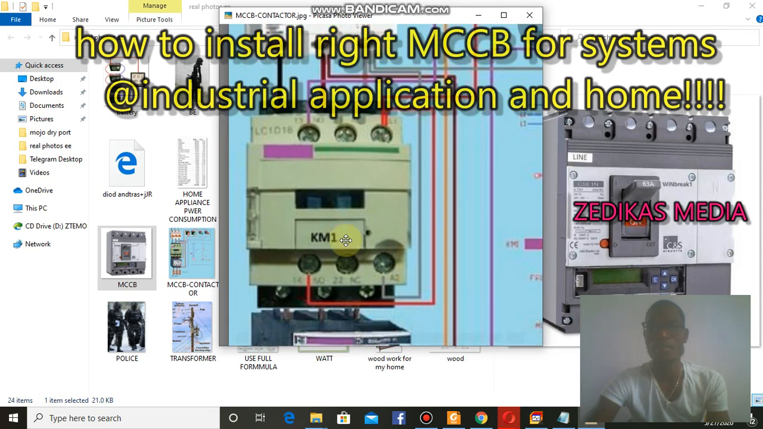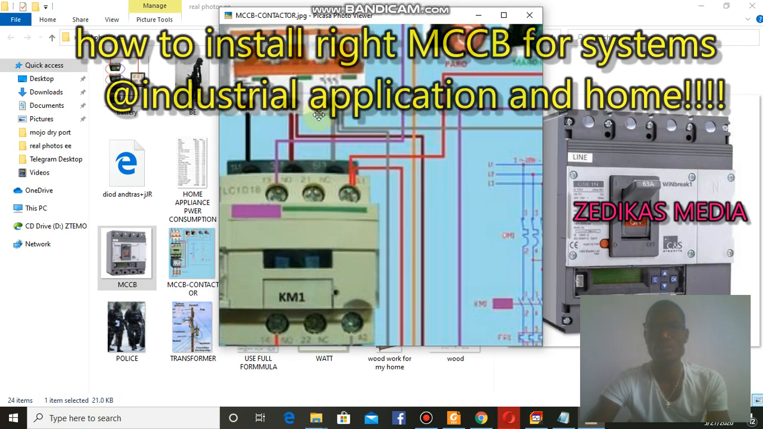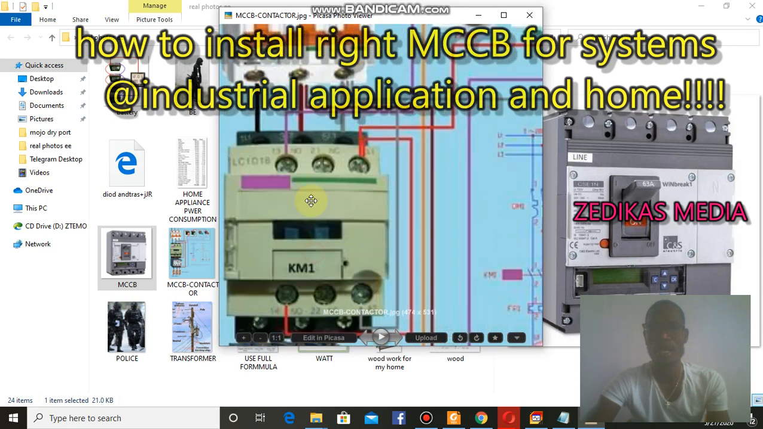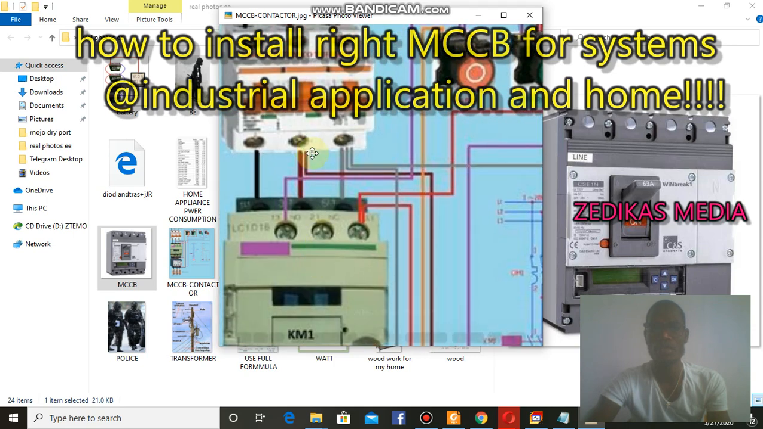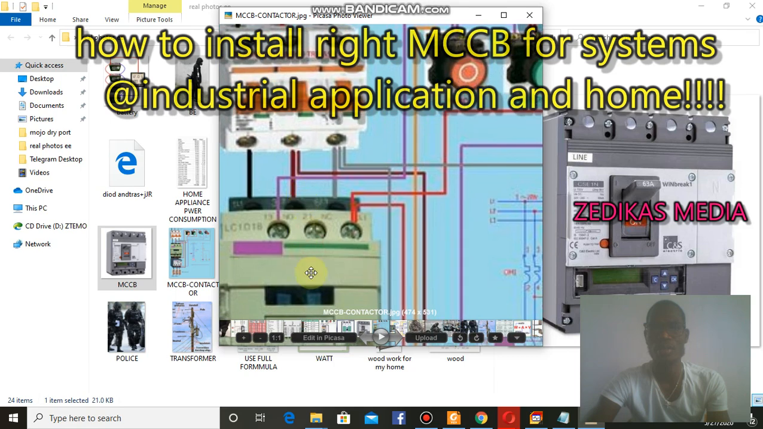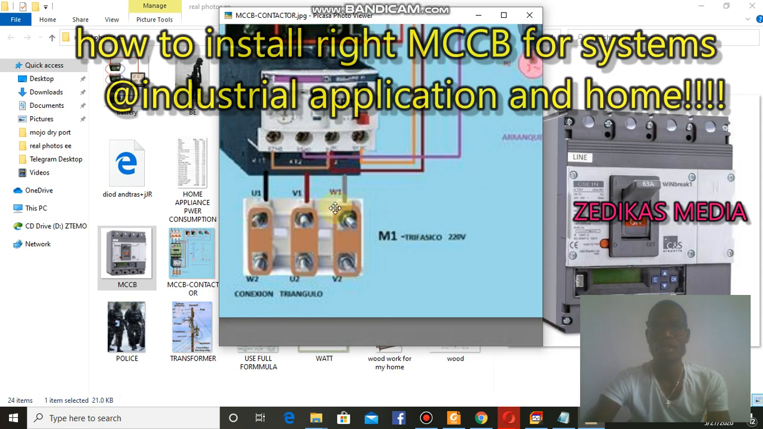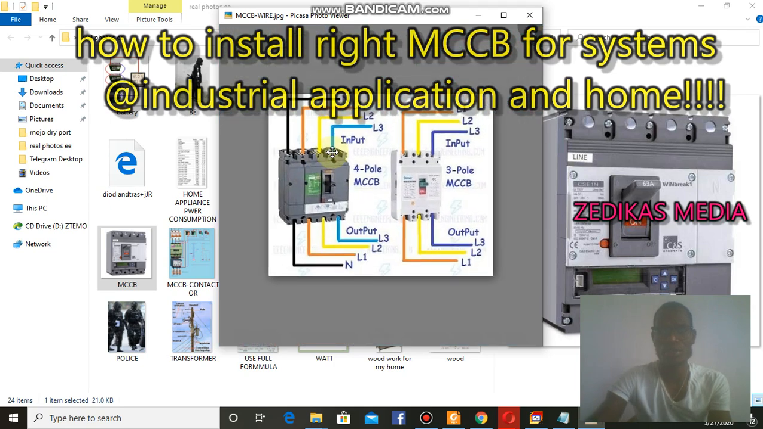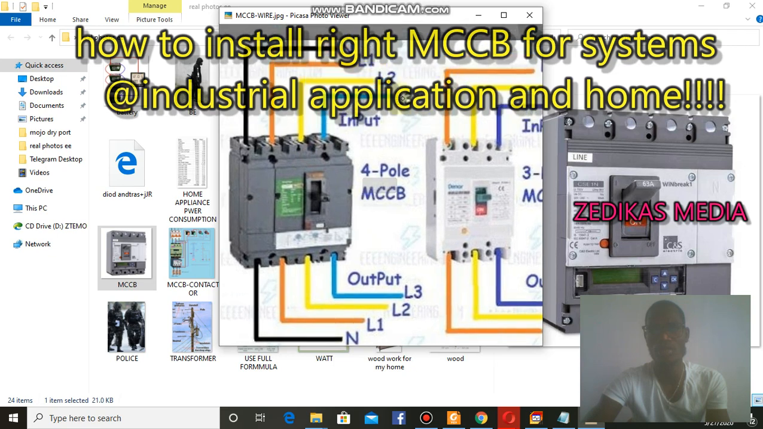But the main devices that keep our system safe from damage, and from over and under voltage, are what I call MCCBs, timers, contactors, and relays, which are very important to make our system safe. The lines are integrated with those MCCBs in such a way. These are L1, L2, L3, and here is the power line.